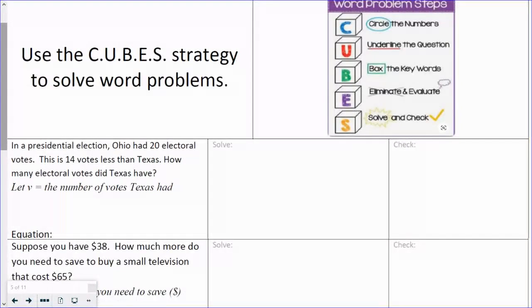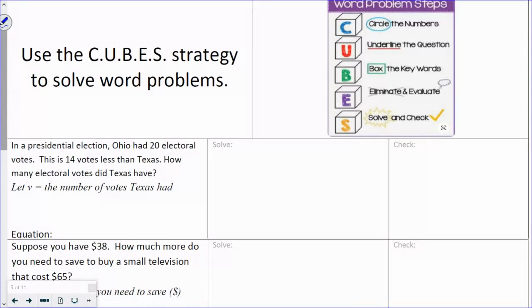So let's get started with number 1. In a presidential election, Ohio had 20 electoral votes. This is 14 votes less than Texas. How many electoral votes did Texas have? Let V equal the number of votes Texas had. So here they kind of gave us a little bit of information for us.